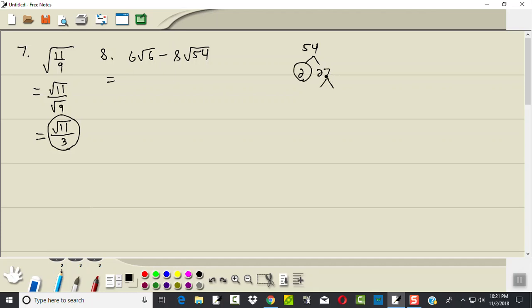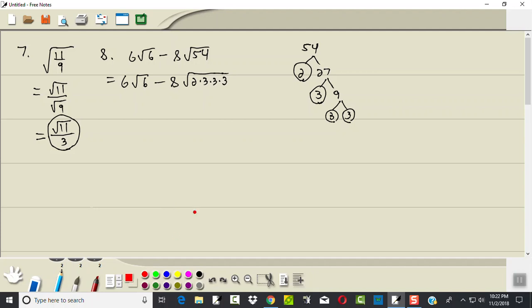27 is not divisible by 2, but I go to my next prime, which is 3, and it is divisible by 3, because 2 plus 7 is 9, and 9 is divisible by 3. So we've got 3 times 9. 3 is prime, so I circle it, and 9 is 3 times 3. Both those are prime, so we circle them. So we're going to have 6 square root of 6 minus 8 square root of 2, and then we've got three 3's.